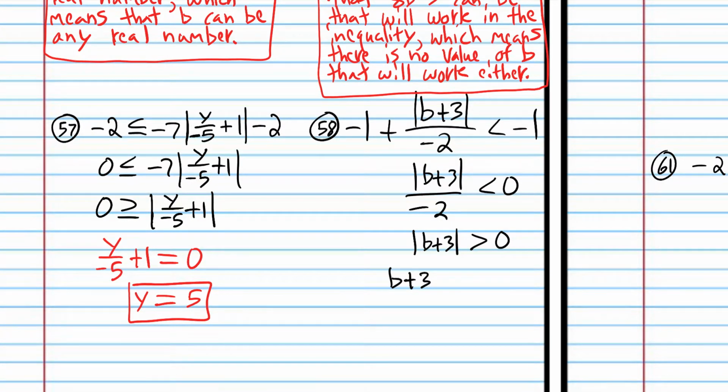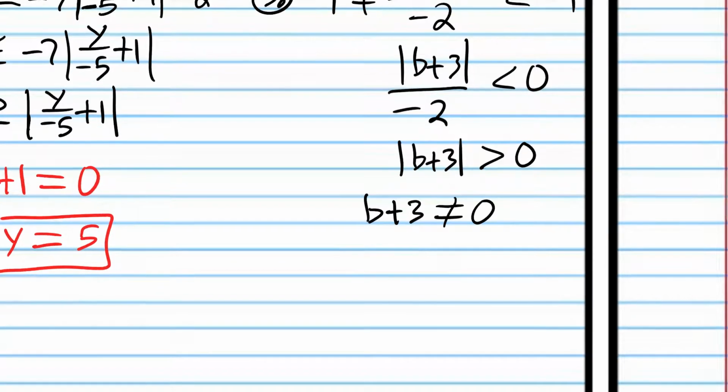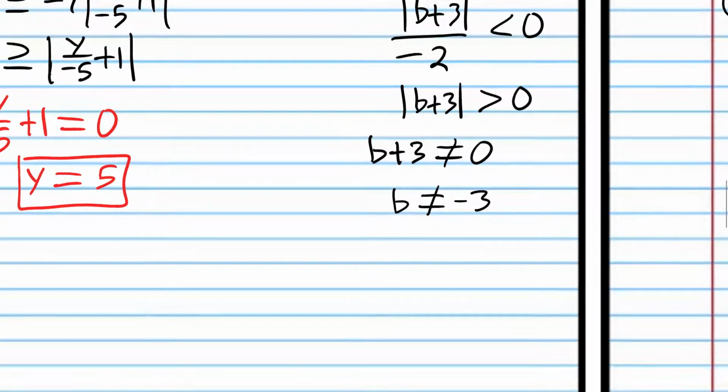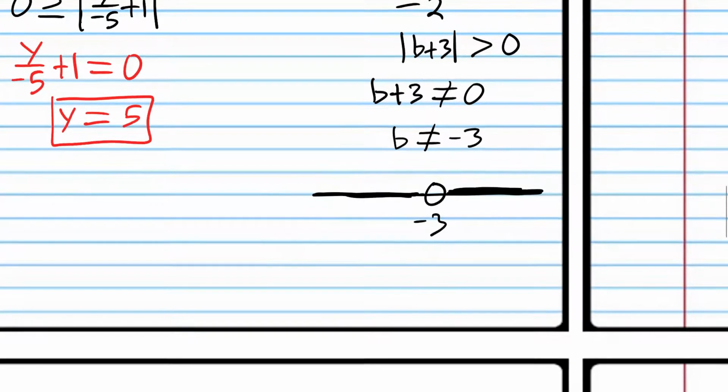So there's a couple different ways that you could write this. One way that you could write it is b plus 3 cannot be equal to 0. And then subtract 3 from both sides. You can see that b cannot be equal to -3. And that assumes that b can be every other value. So we write a -3 here. And b can be all the values below -3 and all the values above -3, but it cannot be -3. That's one way to do it.